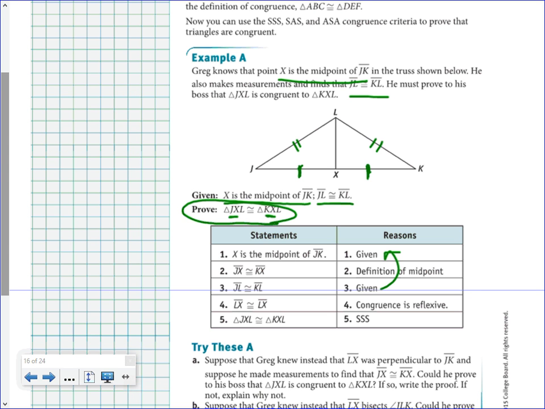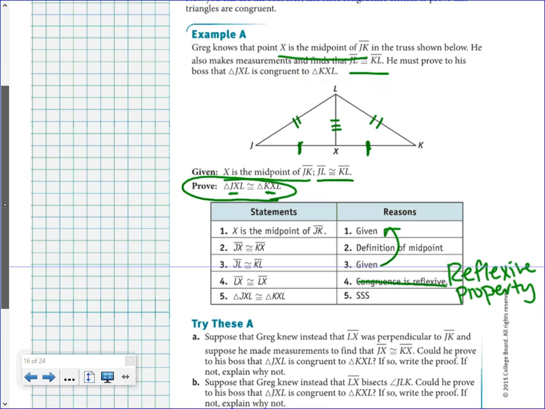Either way is fine. Then we know that LX is shared by both triangles. So that means that LX is going to be congruent to LX. And so they write congruence as reflexive. Personally, I'm going to label that as reflexive property. Either way works. That's just a personal preference there. And so then what is marked in our triangles are the 3 sides. And so by side, side, side, we know that the triangles are congruent. So that's the example they give us.